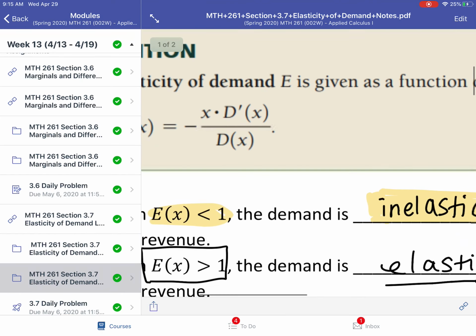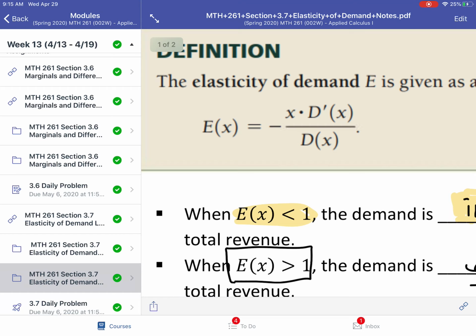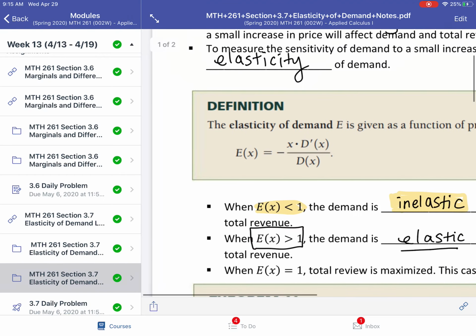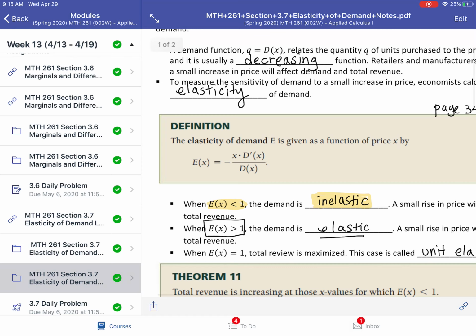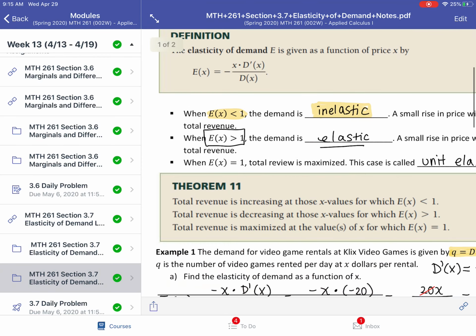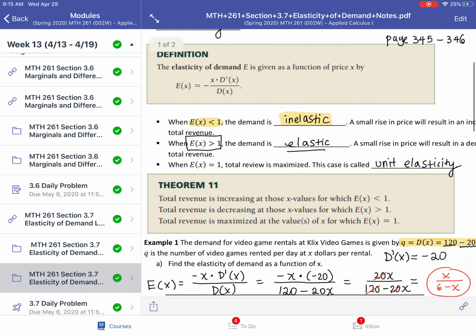We talked about the elasticity of demand equation, which was, now take a look, we're going to need this one very soon for number 1: negative x times the derivative of D of x, divided by D of x. And D of x was the demand function, right? So you're going to find the elasticity function using that equation first.